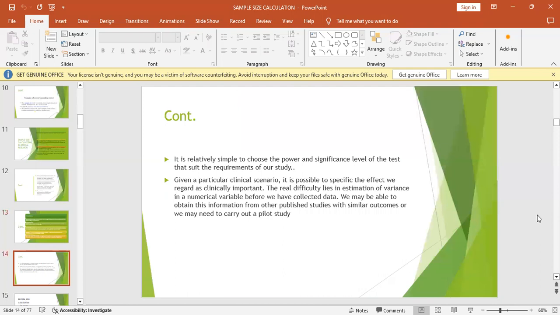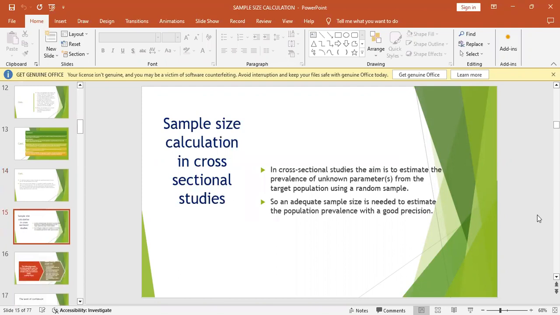It is relatively simple to choose the power and significance level of the test that suit the requirements of our study. Given a particular clinical study, it is possible to specify the effect we regard as clinically important. The real difficulty lies in estimation of variance in numerical variable before we have collected data. We may be able to obtain this information from other published studies with similar outcomes. We may need to carry out a pilot study.